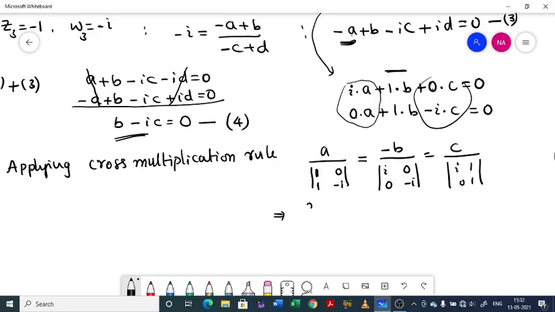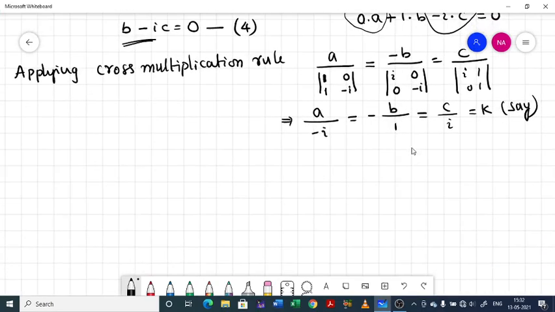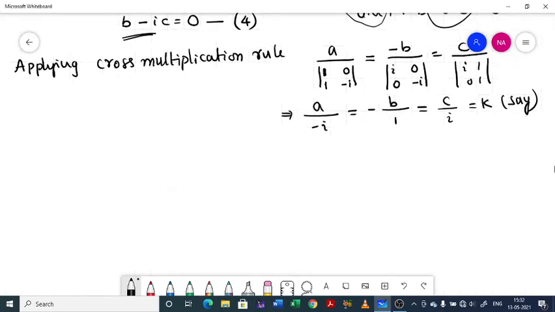So it will be A divided by minus i equal to minus B divided by i into minus i, which is 1, equal to C divided by i, equal to K, say. Now I will write from here: A equal to minus i into K, minus B equal to K, that is B equal to minus K, and C equal to iK.